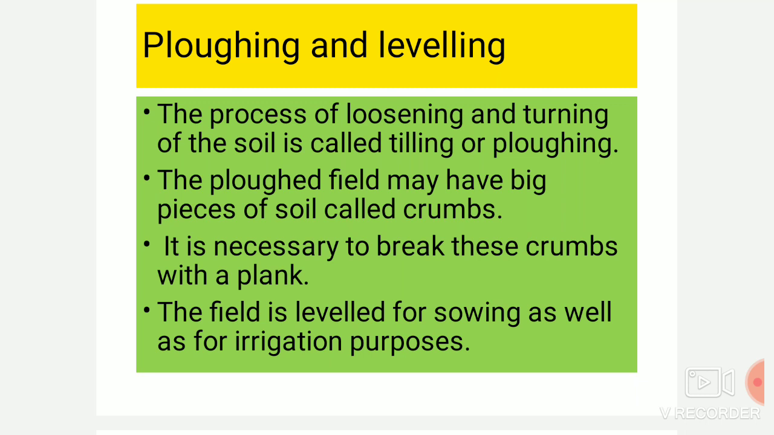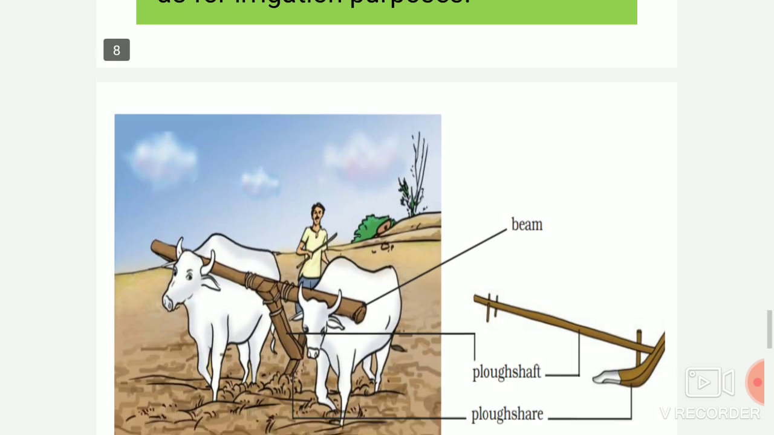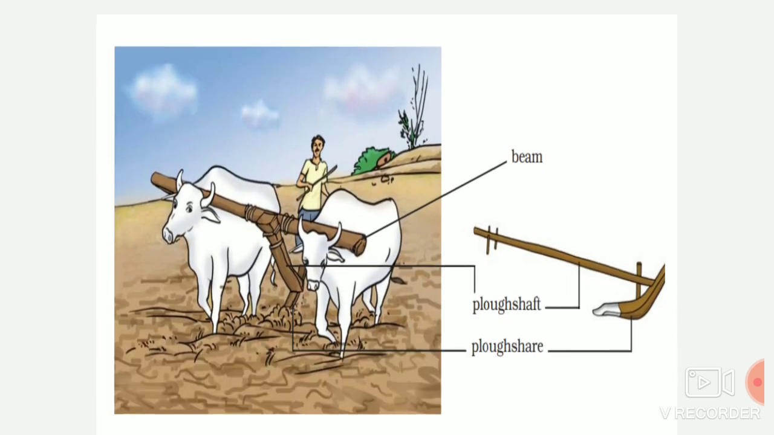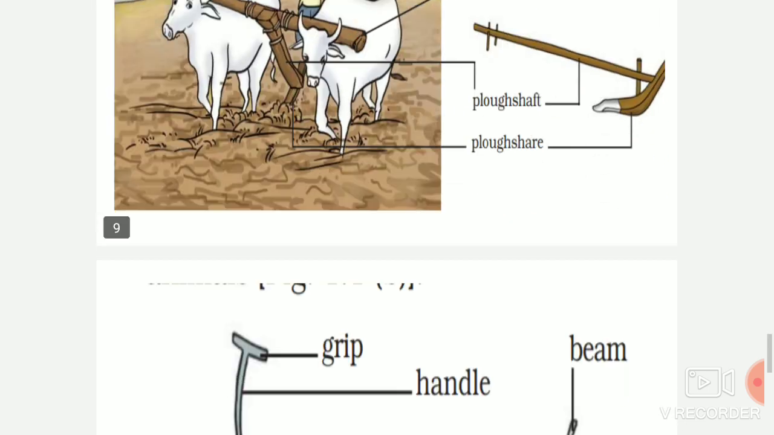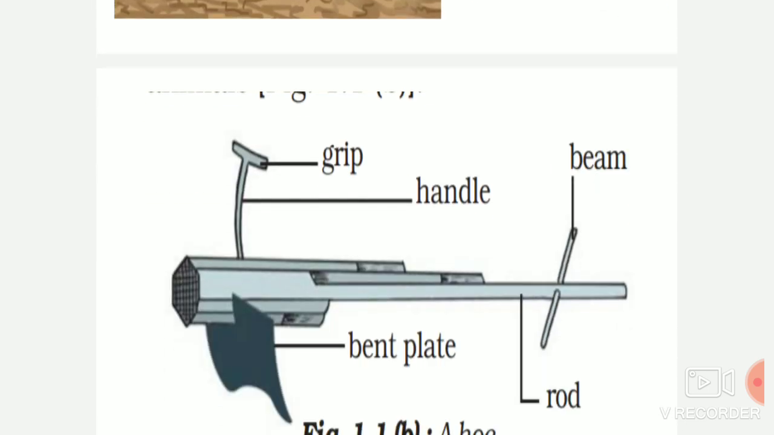The ploughed field may have big pieces of soil called crumbs. It is necessary to break these crumbs with a plank that is made of wood. The field is leveled for sowing as well as for irrigation purpose. So you can see that this is the plough. The parts of the plough are the ploughshare, plough shaft and beam, and the farmer is using the plough to cultivate the field.